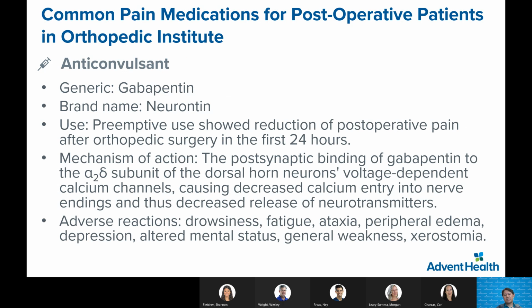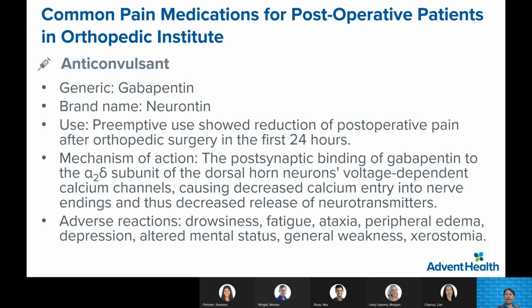And our last drug class that we utilize here in Orthopedic Institute is the anticonvulsant, best known for the brand name Neurontin, and the generic is gabapentin. Anticonvulsants, particularly gabapentin, is a novel drug used for the treatment of postoperative pain with anti-hyperalgesia properties. For the orthopedic surgeries, there's a double-blind randomized control trial by Kani et al.